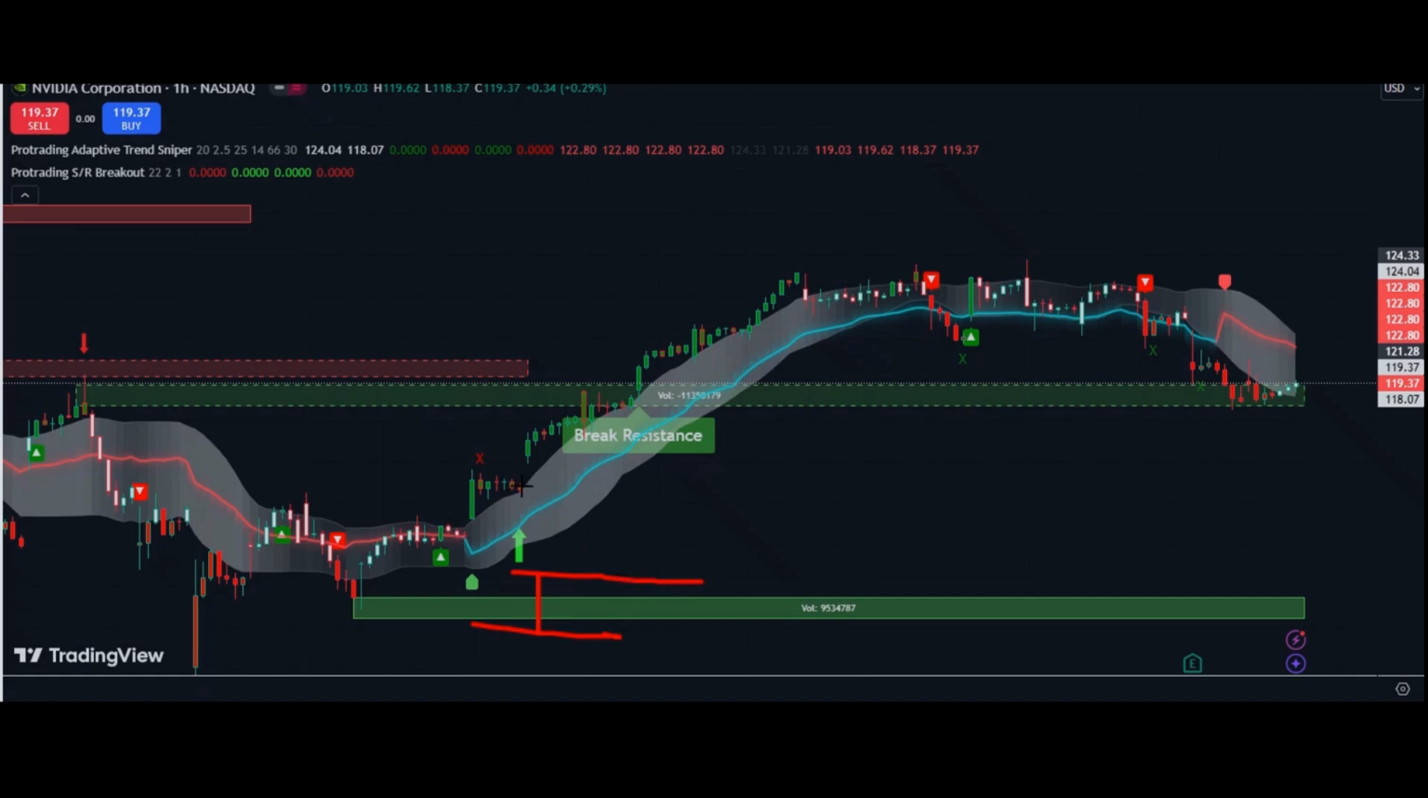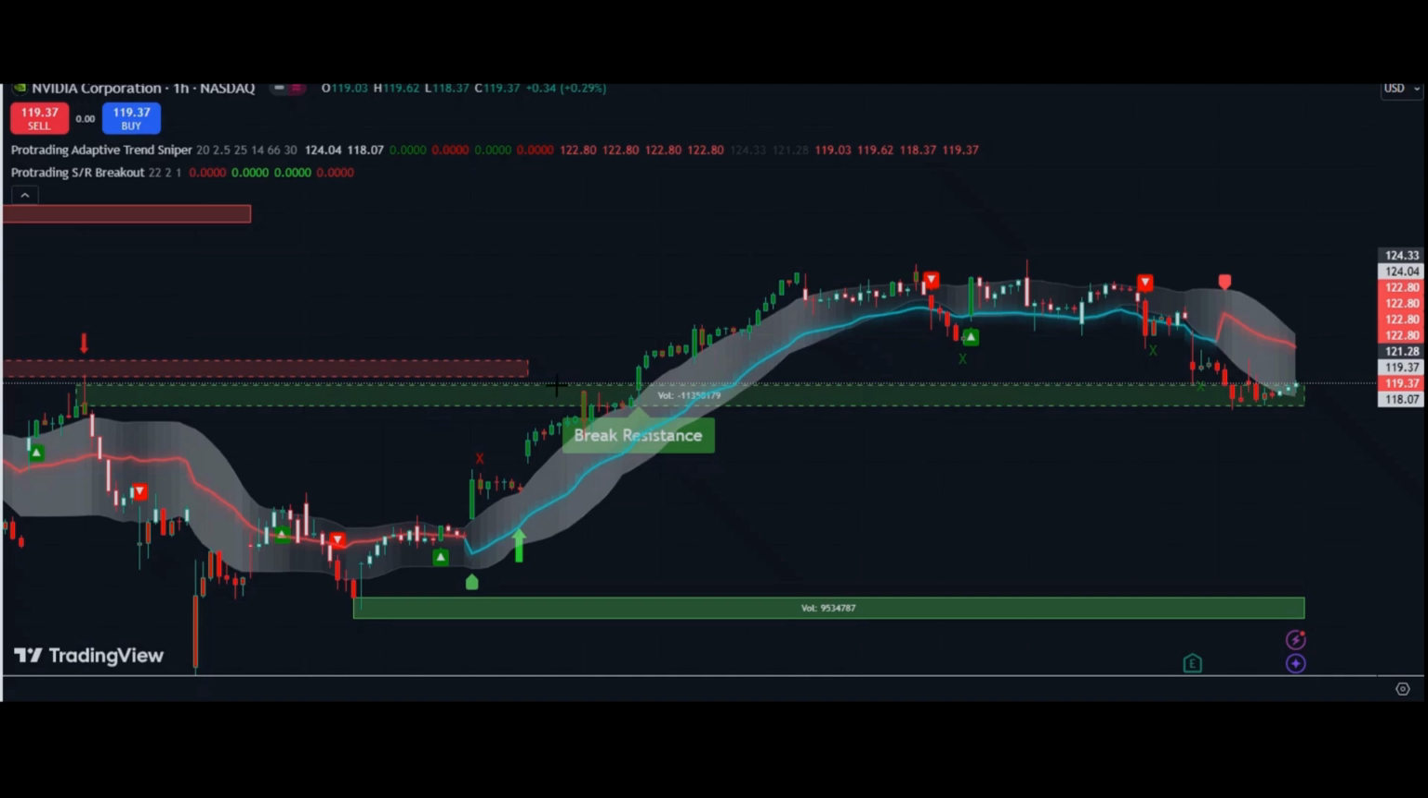So once you enter your trade at this point, your stop is slightly below the arrow, which gives you the signal, and your take profit is 1 to 1.5. So if at this point you are risking 10 pips, your take profit should be 15 pips. So this is how we trade with this strategy.